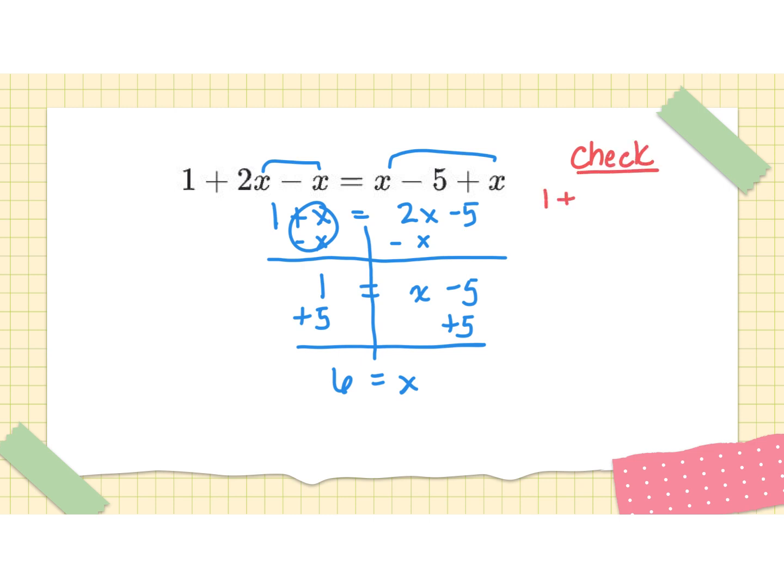So I have 1 plus 2 times 6 minus 6 is equal to 6 minus 5 plus 6. 1 plus 12 minus 6. I always finish one side and then move to the other. It's kind of nice to know where you want to go. So then I have 1 plus 6, and I already know that I did it right.